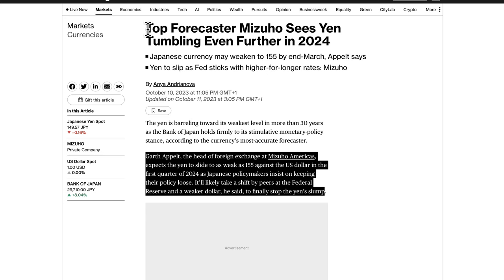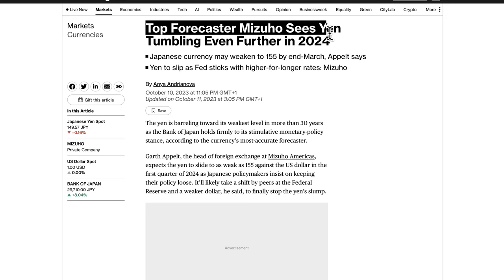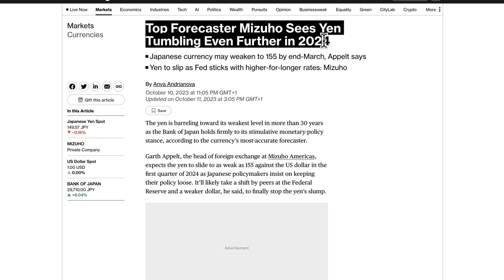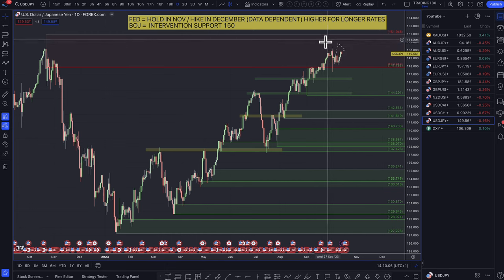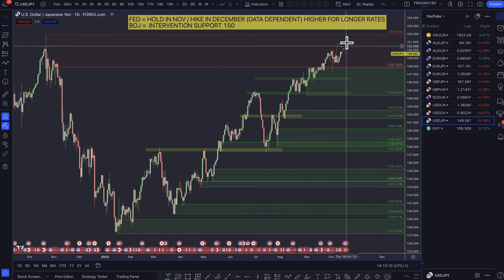And so the Bank of Japan are likely to sit on their hands because inflation really isn't an issue, which therefore you can start to see why the top forecaster Mizuho is saying that in fact the yen could get weaker. Of course, the Bank of Japan and the Ministry of Finance may still start to defend certain levels because they don't want the yen to get weaker, or maybe they do in order to get inflation up.